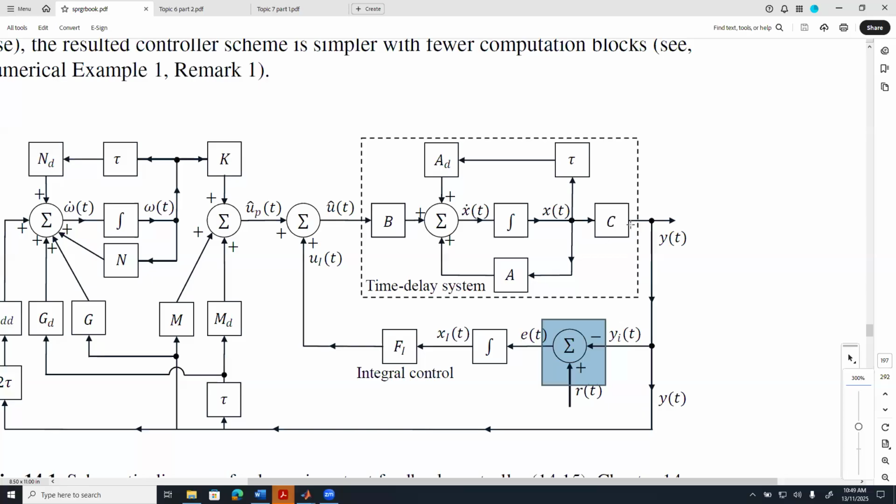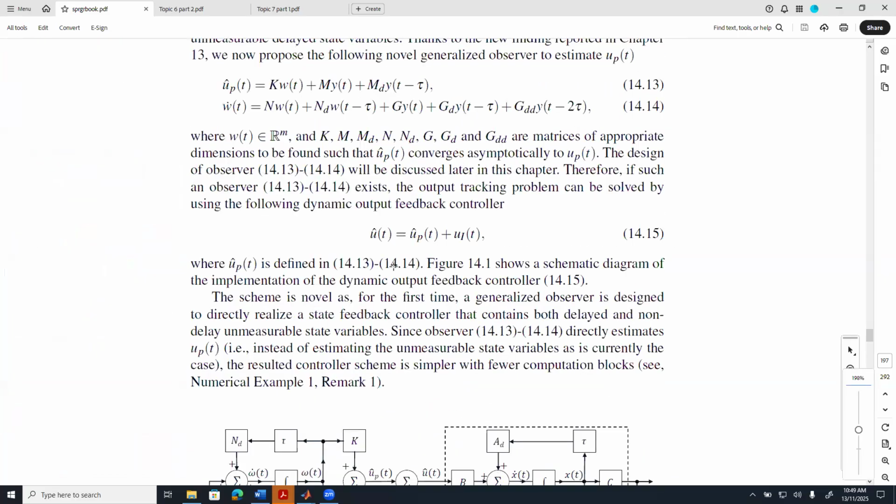So we pick one output measurement yi(t), the one that we want to track this reference signal, and then we generate the error signal and integrate it, and that's where we get this variable xi(t) here. And this is the integral control gain associated with this ui(t) there. Yeah. And so that is where that bit is here.